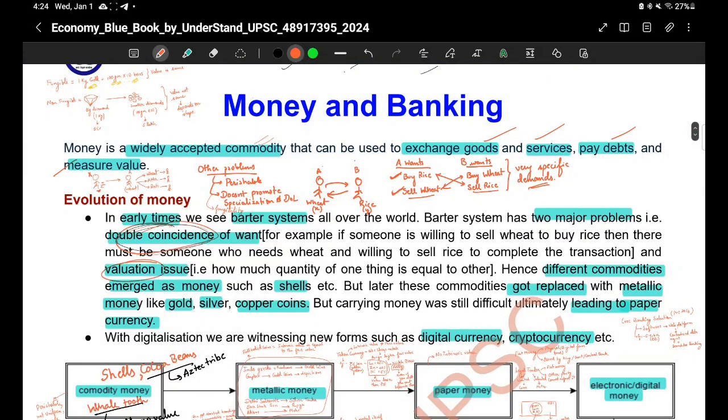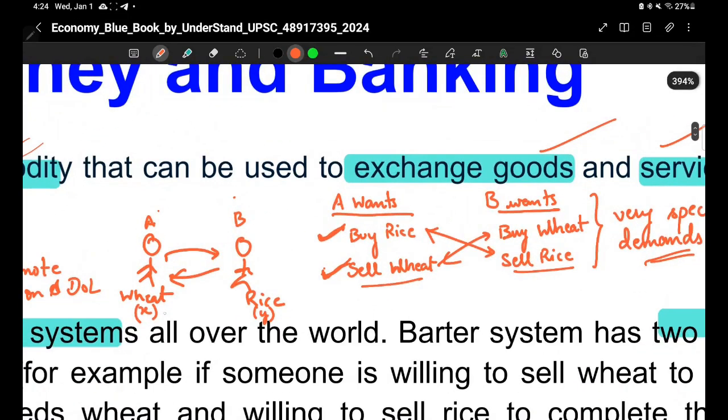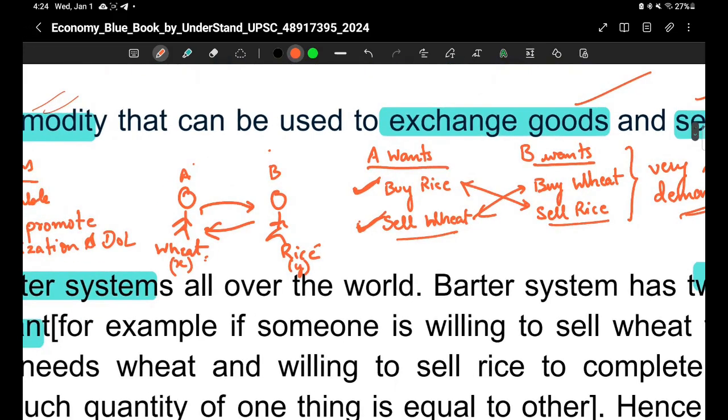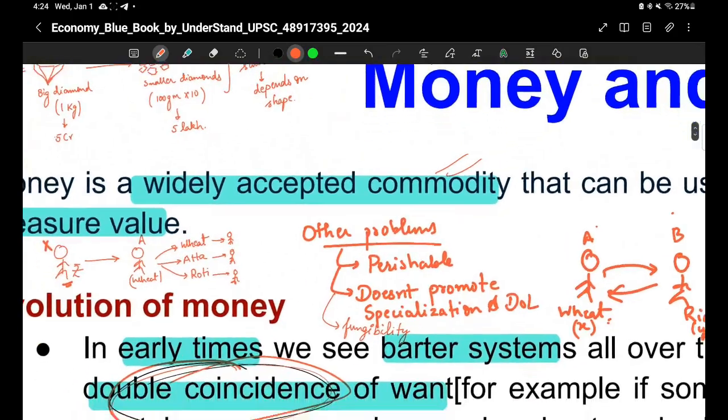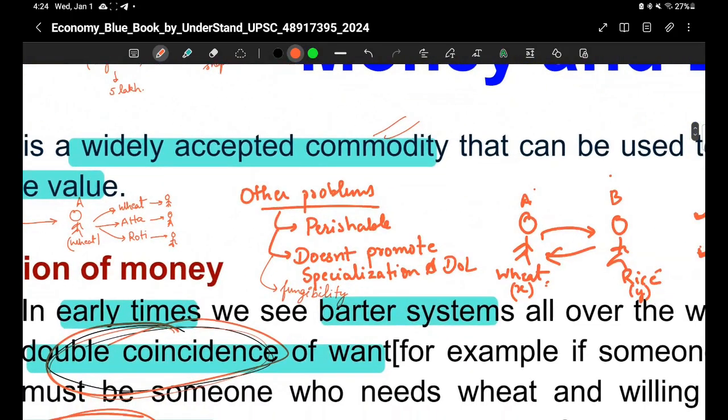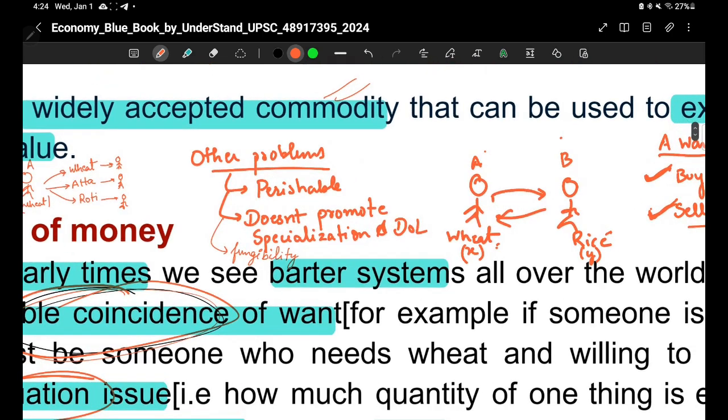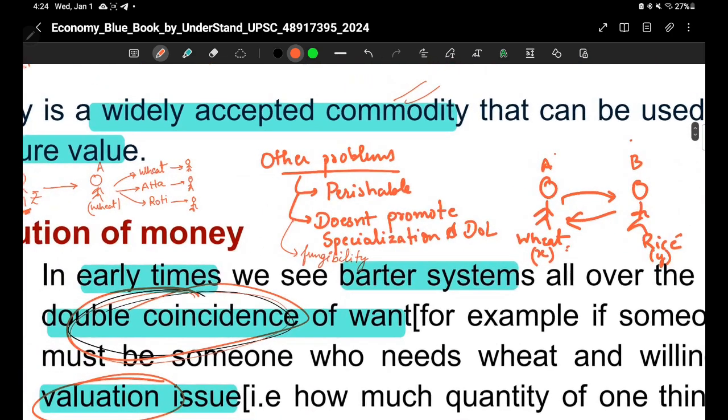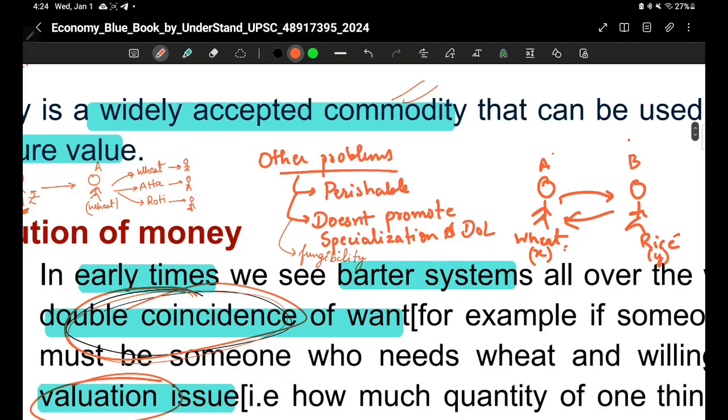Another problem is the valuation issue. For example, he is going to sell wheat and this guy is going to sell rice. How much quantity of wheat should he sell to get the appropriate amount of rice? We don't know. So this is another problem. Apart from this, there are other problems: rice and wheat are perishable, they can expire, they have shelf life, and barter doesn't promote specialization and division of labor.